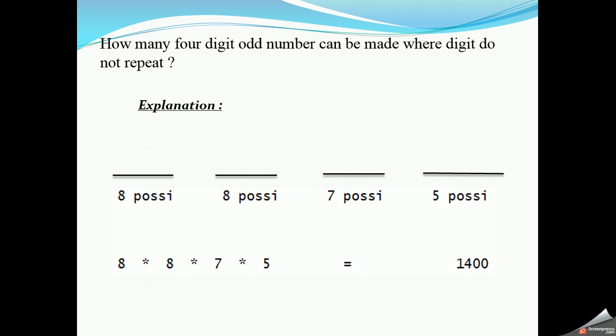For the second digit there might be 10 possibilities, but we have used 2 digits, and due to the no-repeat condition there are 8 chances. At the third place there are 10 digits, but we have already used 3 digits, and due to the no-repeat condition we get 7 possibilities. So when we multiply 8 by 8 by 7 by 5, we get the answer 1400. That's a very simple problem. Just try to solve it and understand it.